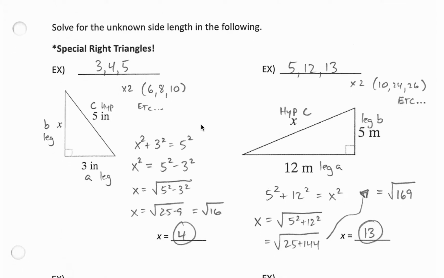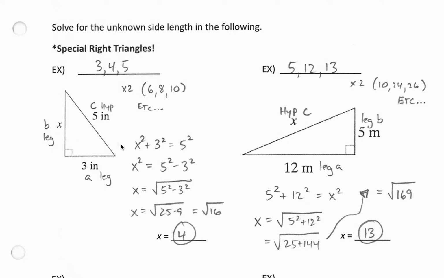In this first example, let's make sure that we label our pieces, figure out what we are solving for and what we have to use. Always find that right angle, look across from it, and label that side the hypotenuse, or C. Then label your other two sides the legs, or A and B. Doesn't matter which is which. So we're missing a leg. We're going to solve for that.